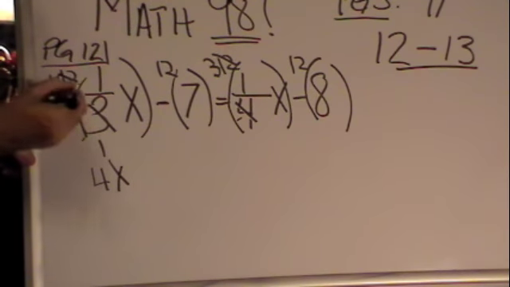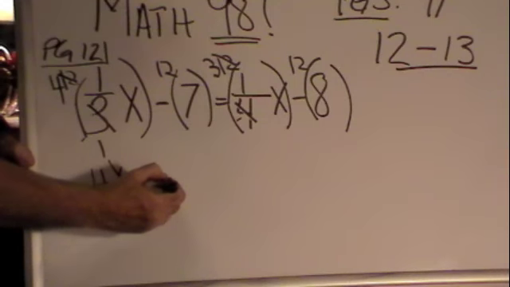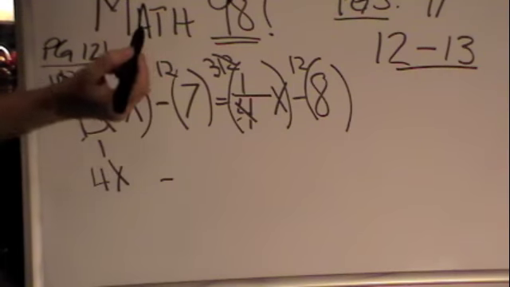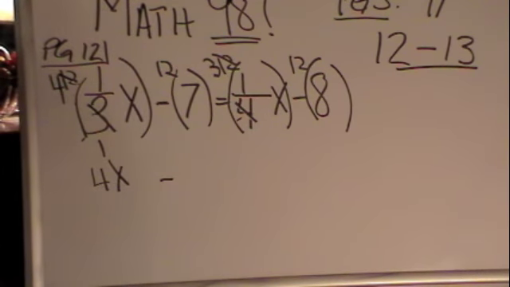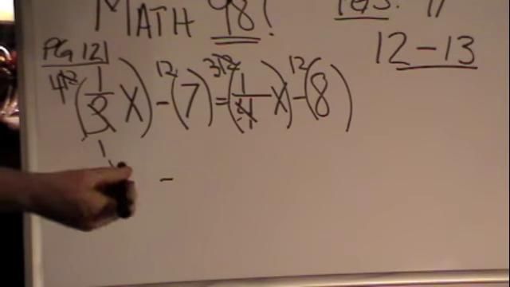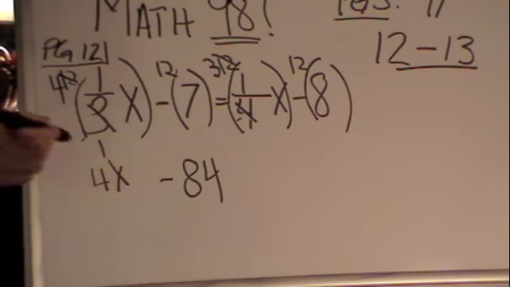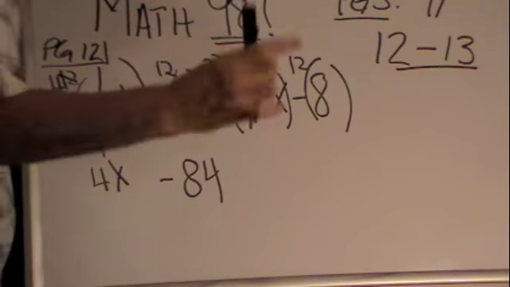All of this now becomes 4X. Minus, you know what 12 times 7 is? Sure. 7 times 10 is 70. 7 times 2 is 14. 70 plus 14 is, yeah, there you go. You are a calculator. Get back to you later.